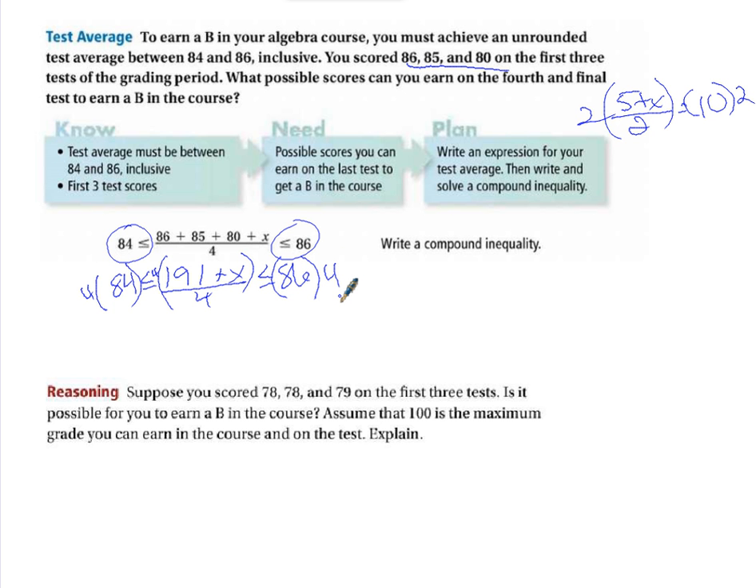So we need to know what 4 times 84 is. 336 is less than or equal to 4 times this stuff divided by 4 is just this stuff. So I get 191 plus X less than or equal to 344. And now I just want to solve for X, so what do I do? Get X by itself. Yeah, subtract 191 from all 3 parts.